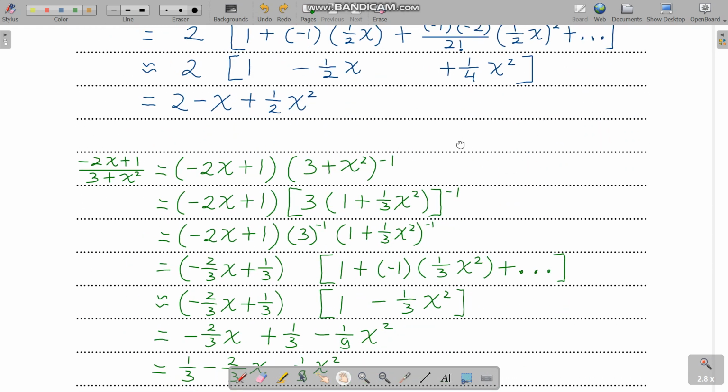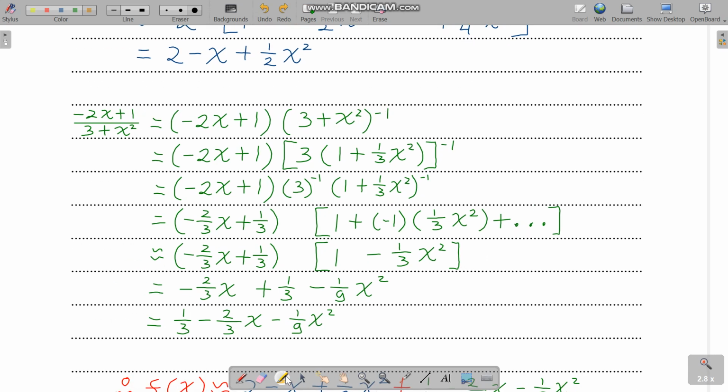And from the second term, so this is the second term, we use negative power again. 3 plus x squared to the power of negative 1. Again, this is 3, not 1. We need to factor out the 3. So we still have 1 plus 1/3 x squared, and 3 is also to the power of minus 1, so it's going to be 1/3 actually here.